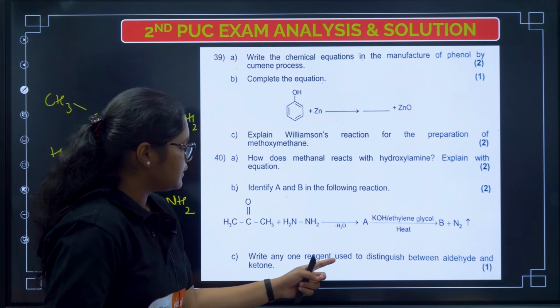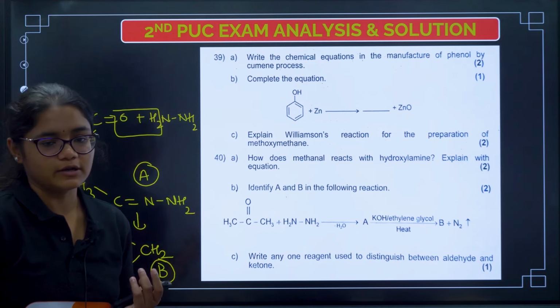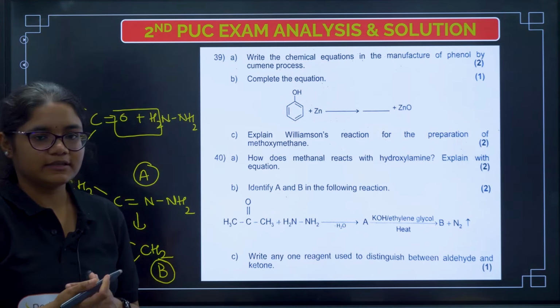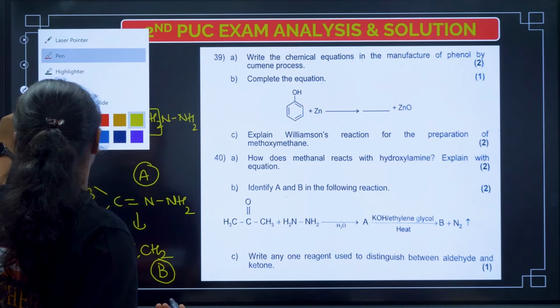Next, write any one reagent to distinguish between aldehydes and ketones. So you have many reagents. You can use Tollens reagent, you can use Fehling's reagent, okay? So you can write any one of them. Both are correct. Next question.